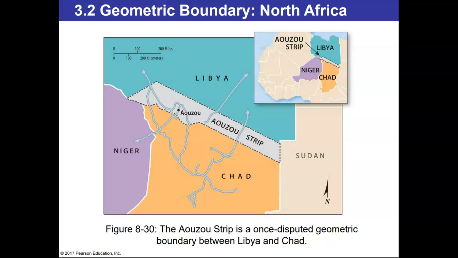Take a look at figure 8-30, located on page 282 of your textbook. This is the Aouzou Strip. It was once disputed between Libya and Chad. The long-running disputes ended in 1994 when Libya withdrew and the International Court of Justice ruled in favor of Chad's claim.